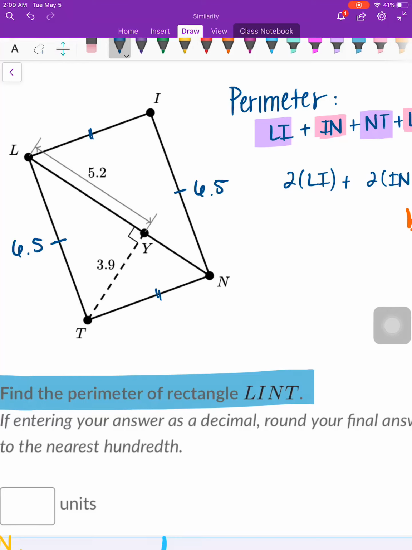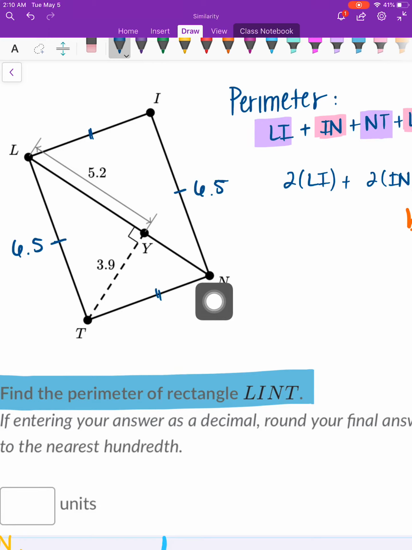Alright, so let's go ahead and take a look at this here. Now, we did find that one of the sides measures 6.5. Now, this is a rectangle, so the side opposite to the LT, which is IN, would also measure 6.5. Now, our goal is to find the other sides now. We want to go ahead and find the segment LI and NT.